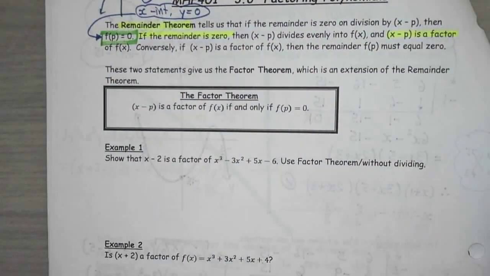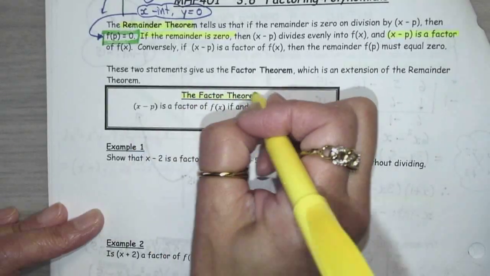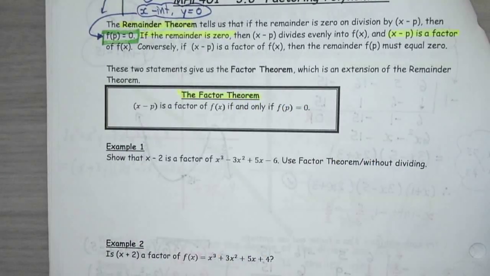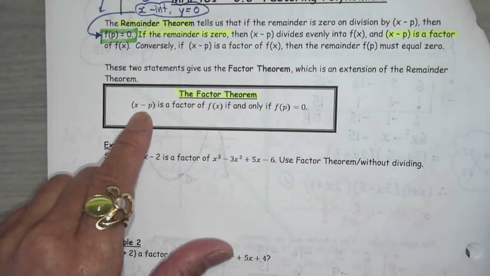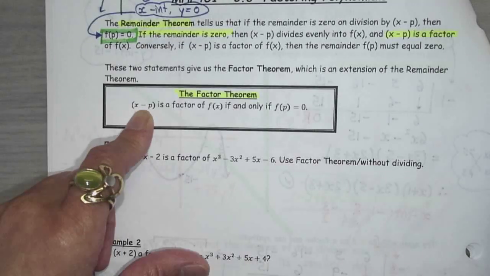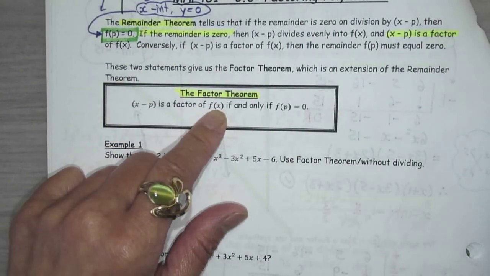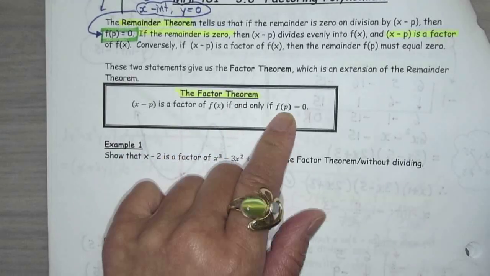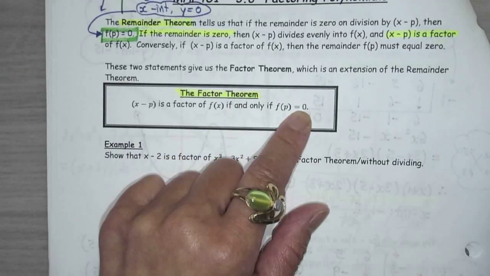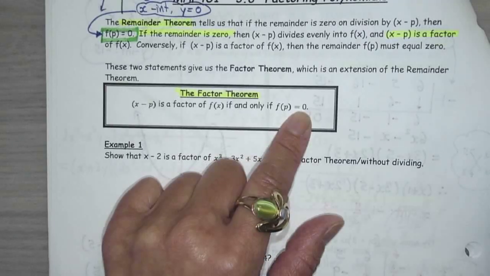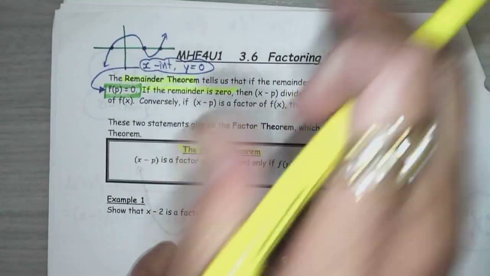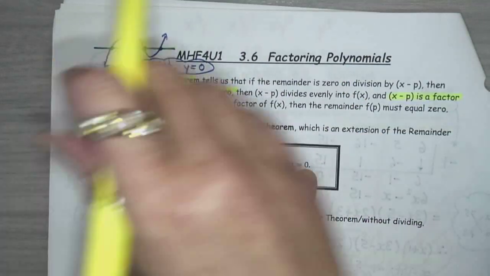This develops into something called the factor theorem. The factor theorem states that if x minus p, so x minus whatever number, is a factor of the function, if and only if f at p equals 0, the y value equals 0, right? So the y value should be 0 because it's one of the roots. And we know that from the graphing of it. The y value should be 0.